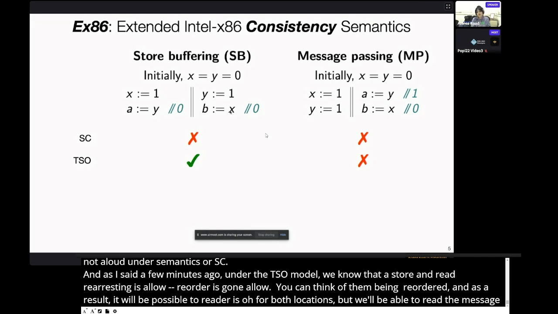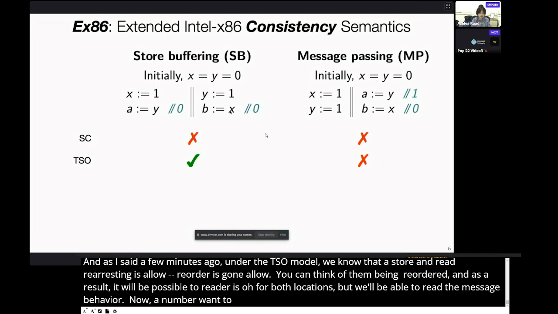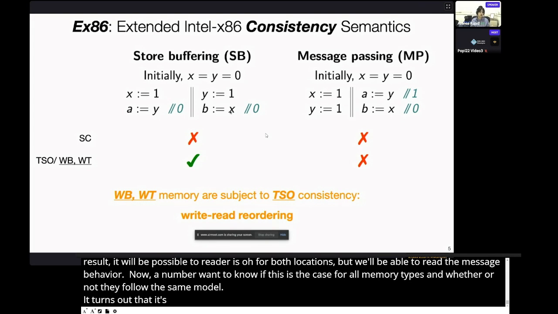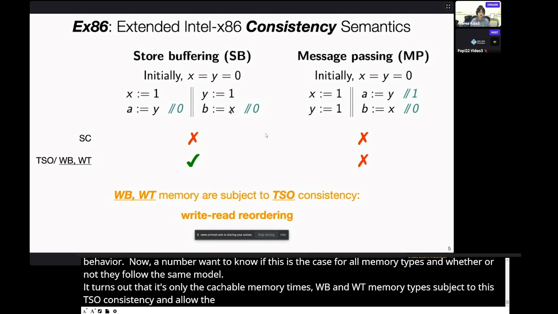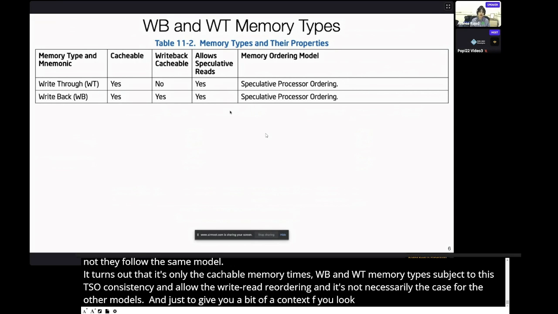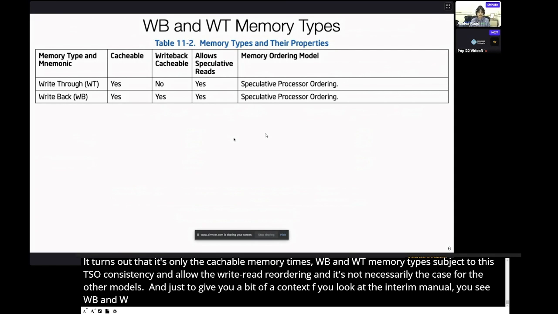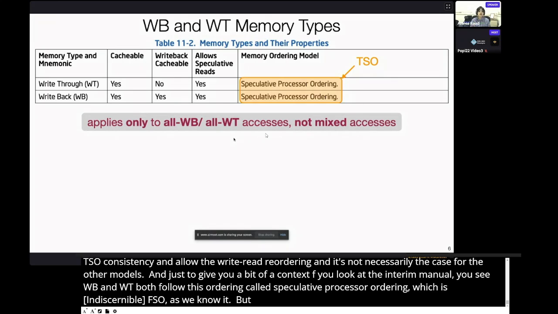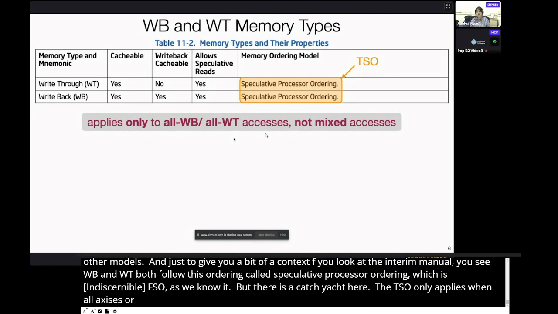Now, remember, we want to know if this is the case for all memory types, and whether or not they follow the same model. It turns out that it's only the cacheable memory types, i.e. the WB and the WT memory types, that are subject to this TSO consistency and allow this write-read reordering. And it's not necessarily the case for the other models. Just to give you a bit of context, if you look at the Intel manual, it says that WB and WT both follow this ordering called speculative processor ordering, which is Intel jargon for TSO as we know it. But there is a caveat here in that the TSO only applies when all locations in your program are in WB memory or they're all in WT memory.